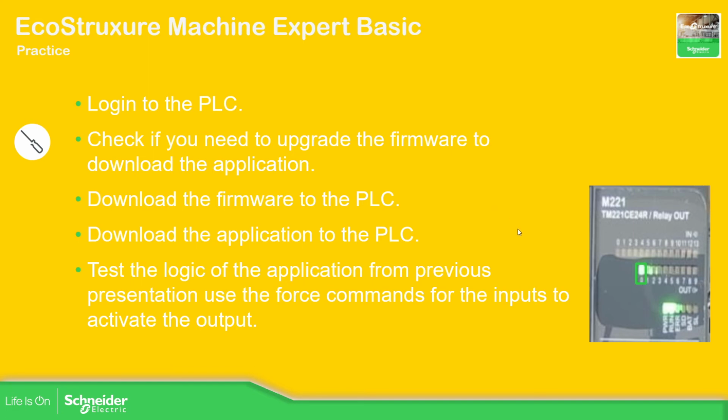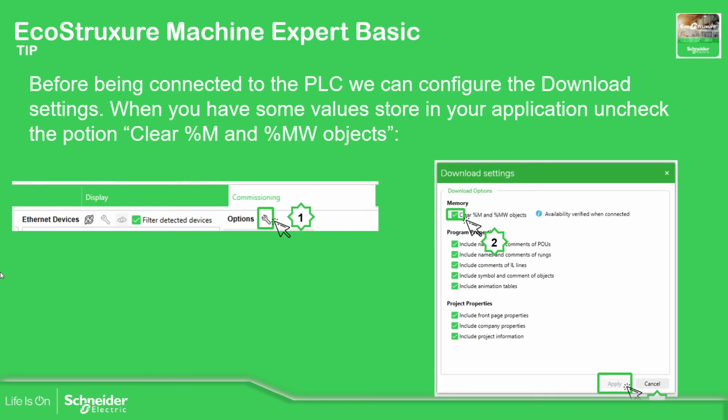So now it's your turn. What I recommend you to do is grab your M221, update the firmware, make the download of the firmware and then the download of the PLC application, and test the application that we made in the previous presentation. And I believe the last thing that we have is this one. Try to check the same, okay? Instead of using the percentage %MW that I have done, use the percentage %M.